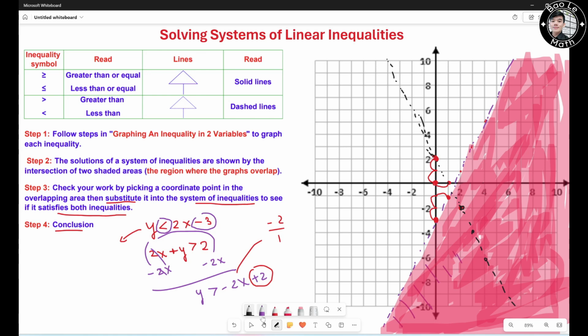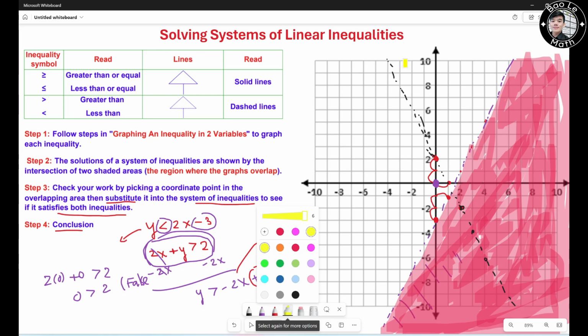Now next, I need to pick the point 0, 0, and substitute it into this inequality. So I have 2 times 0 plus 0 greater than 2. This equals 0 greater than 2, so this statement is false. Because this statement is false, you need to shade the opposite region. So the opposite region should be this one right here.